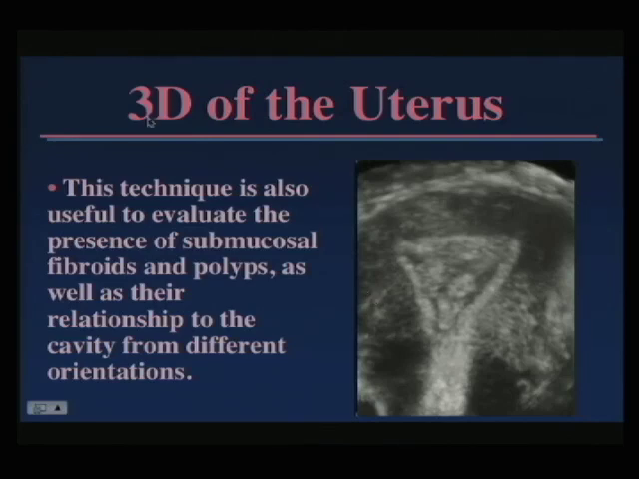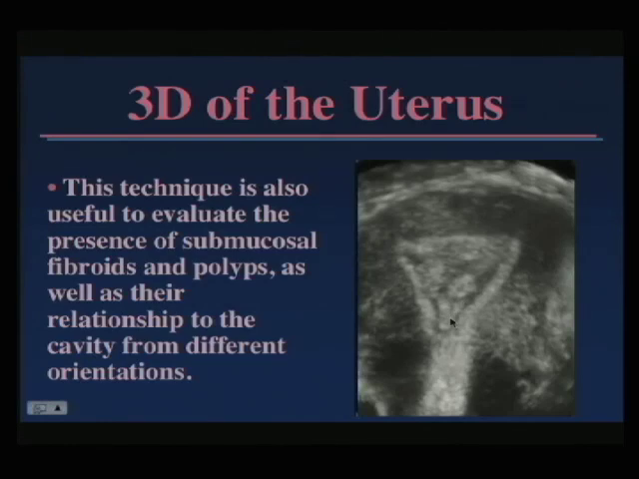Other important information that you can get from 3D of the uterus is a look at the polyps and fibroids that can occur within the uterine cavity. And this is an example of a uterine cavity right here. Inside that uterine cavity is chock full of these polyps that you can actually see very nicely outlined by a little bit of fluid that is there.